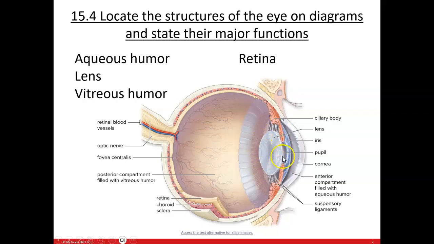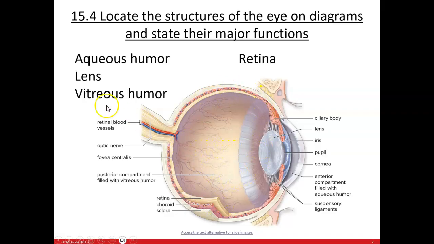And how do you focus? Well, you can see there's little muscles attached here, and they change the shape of the lens slightly to focus the image that you're looking at. The lens focuses the image you're looking at, so it moves slightly. And then the light that's been focused is going to pass through the inside of the eyeball.